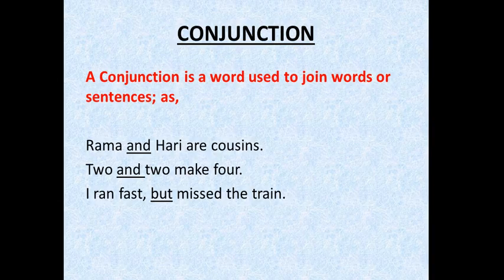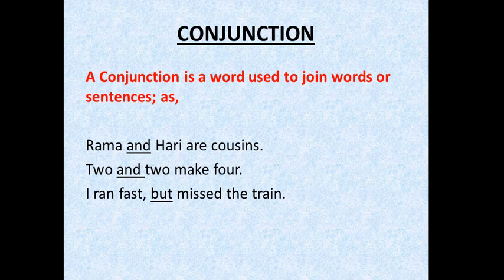The second last part of speech is conjunction. A conjunction is a word used to join words or sentences. In other words, we can say conjunctions are joining words. They can join two words or two sentences. For example, Rama and Hari are cousins. So, the word "and" is joining two words, Rama and Hari. So, this is what? Conjunction.